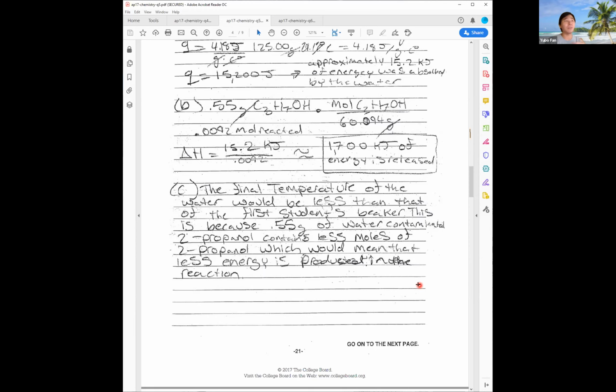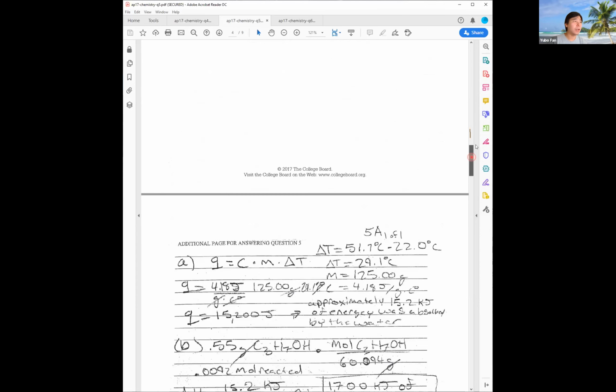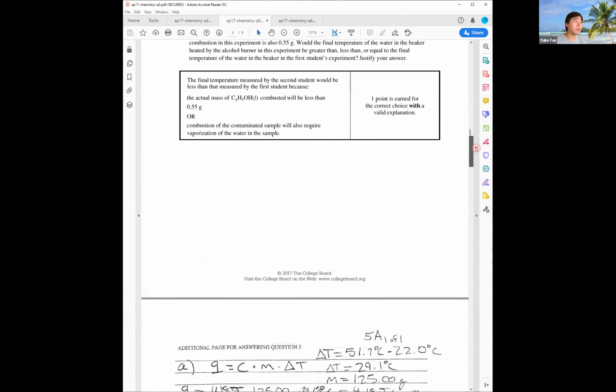But just some heat will be, okay. So yes, sorry, I made a mistake. Let's explain one more time, okay? So here, I think the first explanation is also acceptable. Sorry, I made a mistake here. The actual mass of the alcohol in the composition will be less than 0.55 gram. This is correct. It's less because it's contaminated with water.